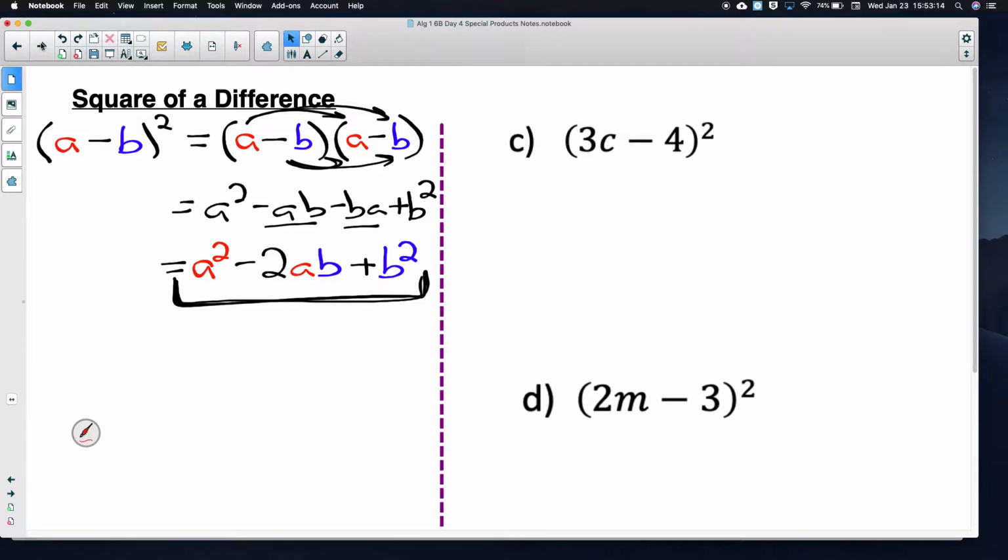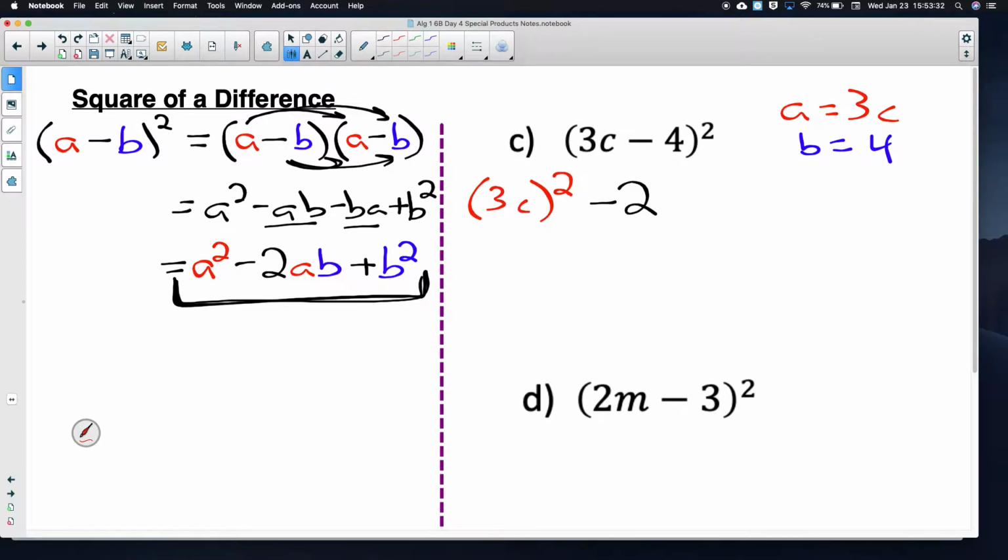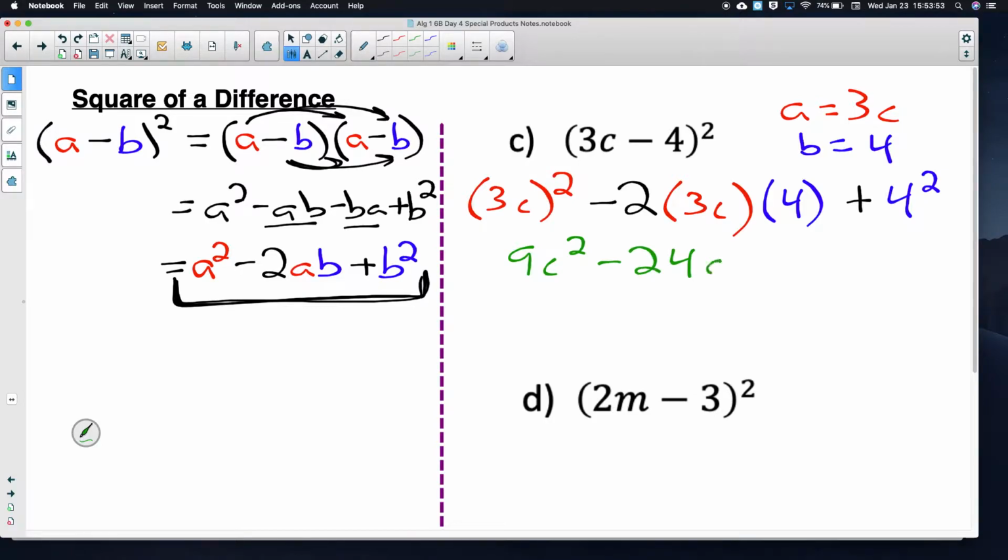So I have A being played by 3C, and I have B being played by 4. So A squared, what's that going to look like? 3C squared, minus 2 times A, times B, plus B squared. And then when I simplify that, I end up getting 9C squared minus 2 times 3 times 4. Well, that's going to give me minus 24C plus 4 squared. Well, that's going to give me plus 16.